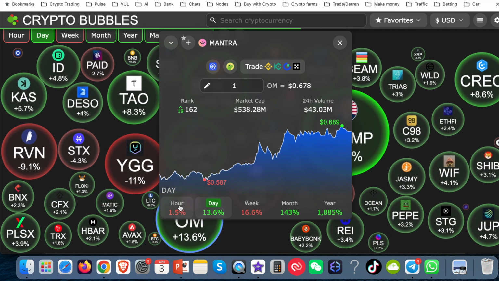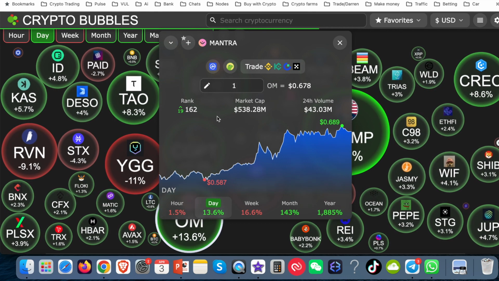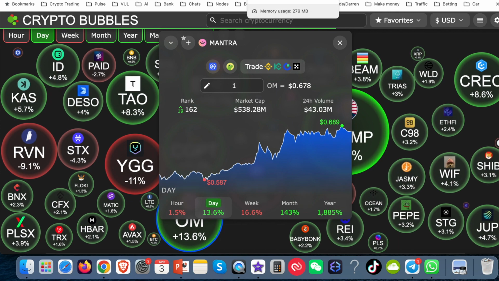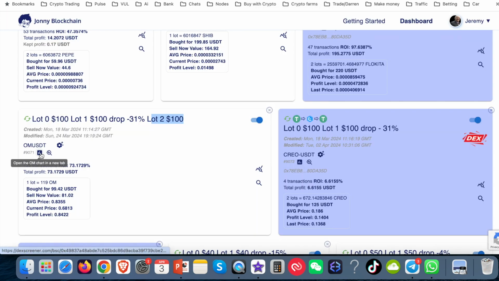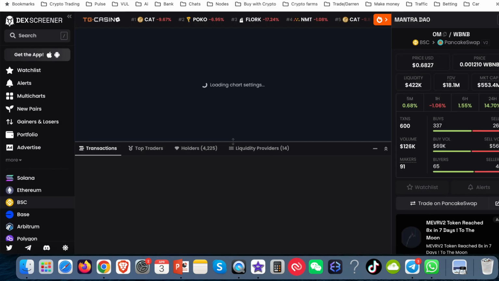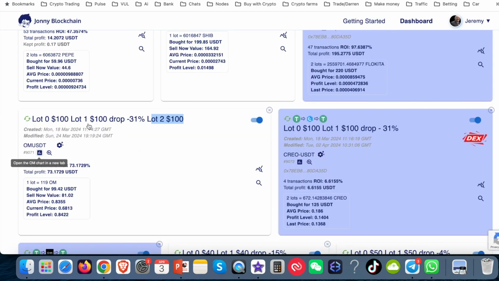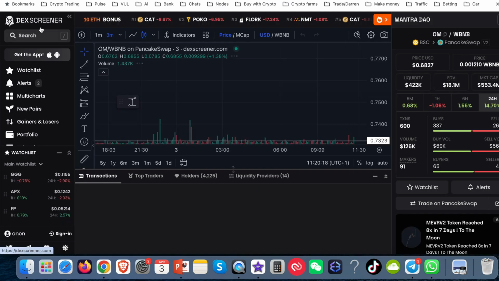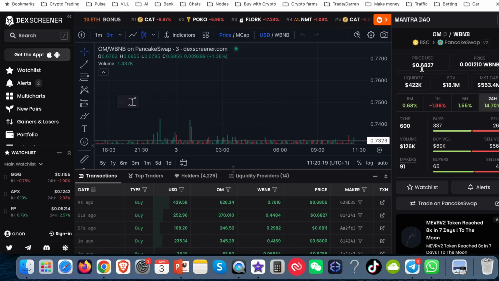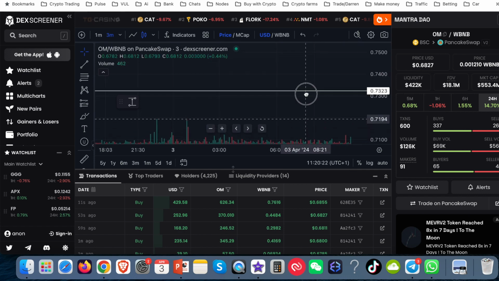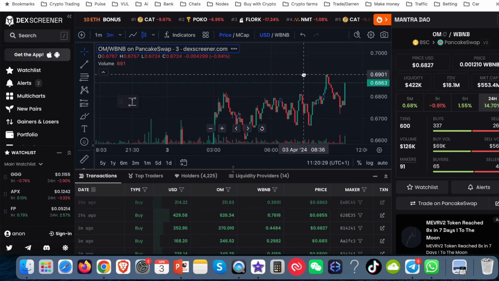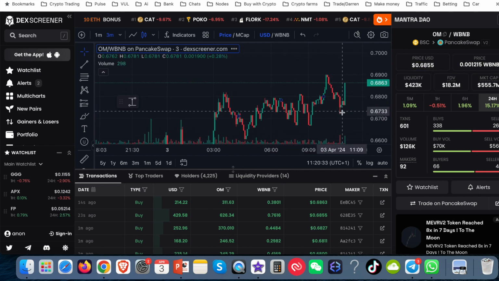Now, what I could do is I could go and look at this token on the chart. So I go over to Jonny Blockchain and I click on the chart. Now, this is trading on Binance. This is a Binance bot, but this chart takes me over to Dex Screener. So I look here, it says 0.68. So let's get to the price. Oh, look, I can see now that this is starting to have a pump up. So this may be a time for me to add a lot.